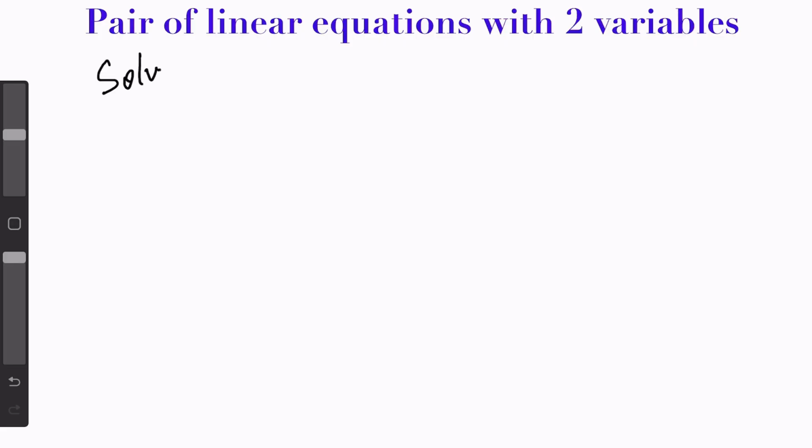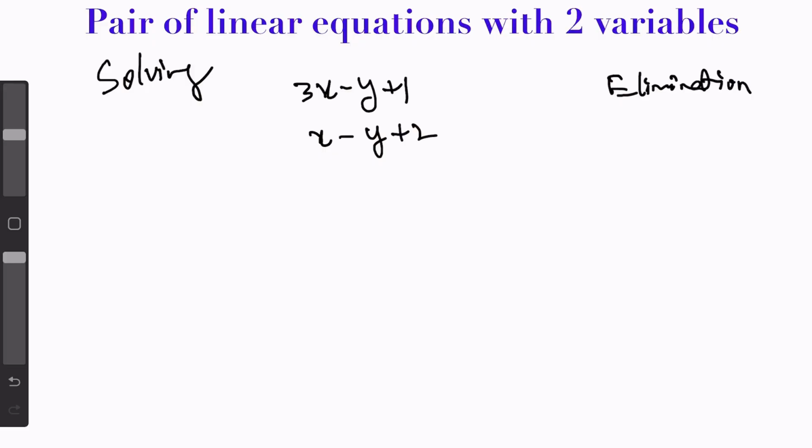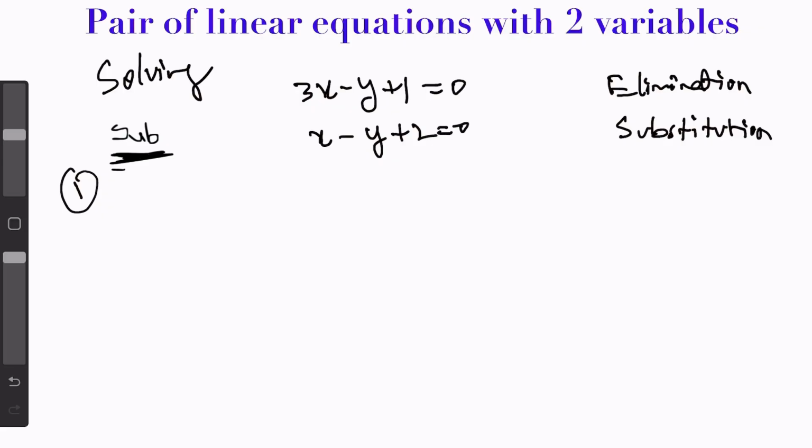Let's now try to solve these linear equations. Let's take two examples: 3x minus y plus 1 equals 0 and x minus y plus 2 equals 0. We have two methods to find solutions, elimination and substitution. First, let us see the substitution method. In this method, we first find the value of x or y from one equation and substitute that in the other equation to find the remaining variable. Let's see this in an example.